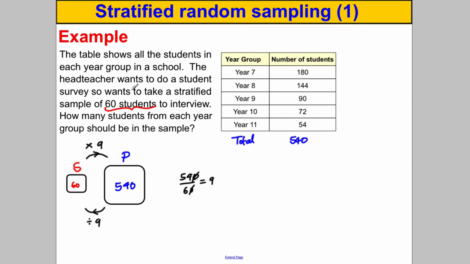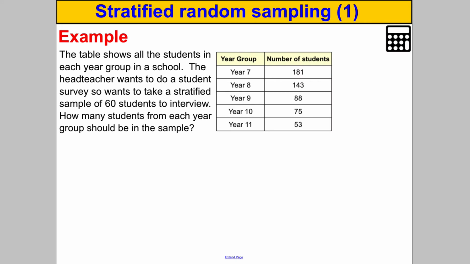Here we've got the numbers in the population. We want to find how many in the sample. Each of these numbers we divide by 9. So most of these should be easy for us. 18 divided by 9 is 2, 180 divided by 9 is 20, 90 divided by 9 is 10, 72 divided by 9 is 8, 54 divided by 9 is 6. Because this would be a non-calculator question, let's do that division: 9 into 14 goes 1 time, remainder 5, and 9 into 54 goes 6. So there you go, we have worked out how many from each year group in our sample. Let's just add these up and check they add to 60. That is 36, 46, 54 and 60, so we know we've done it right and we're done.